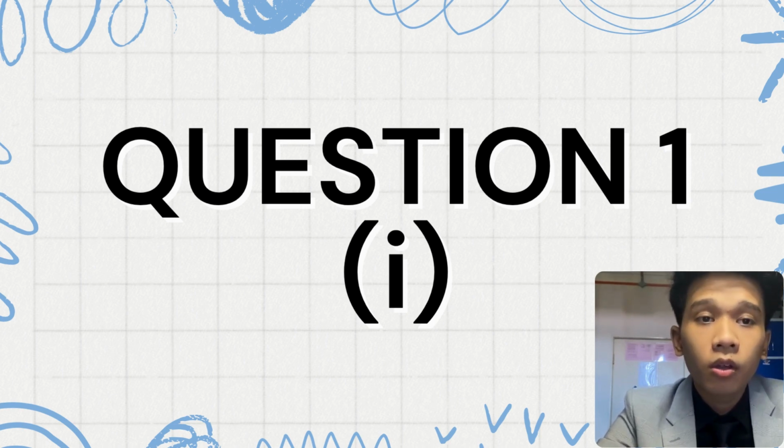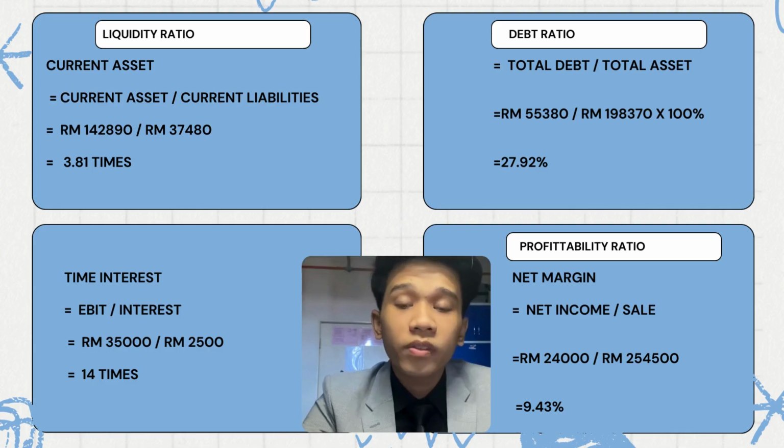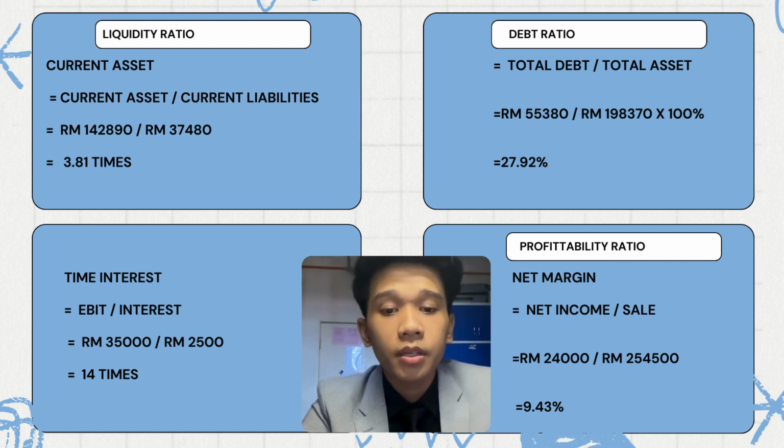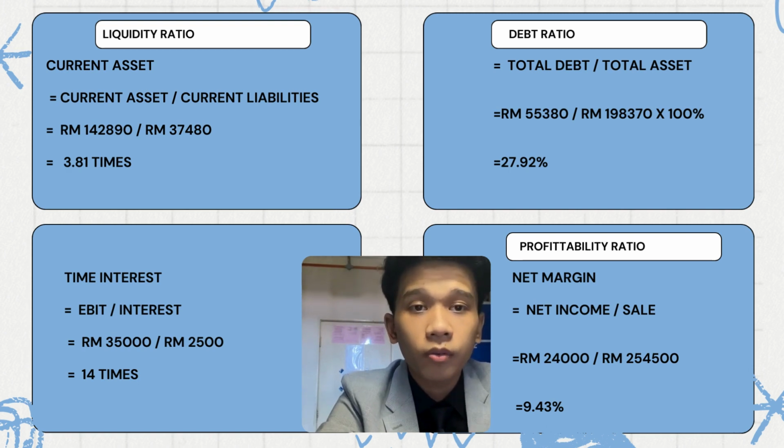MDB2211039. So I'm going to present Question 1, part 1 and part 2. Question 1, part 1: calculate the ratios for Sri Meru SDN BHD. First things first, we calculate the liquidity ratio. The formula for the current ratio is current assets divided by current liabilities.